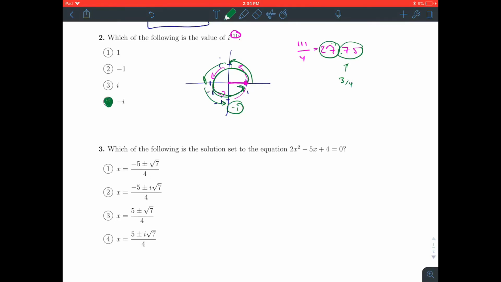Another way you could think about it would be if you had i to the 112th power. Since that's divisible by 4, this is just 1 short of a full rotation, which is also negative i.